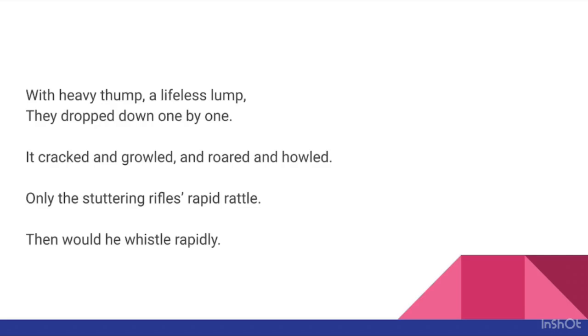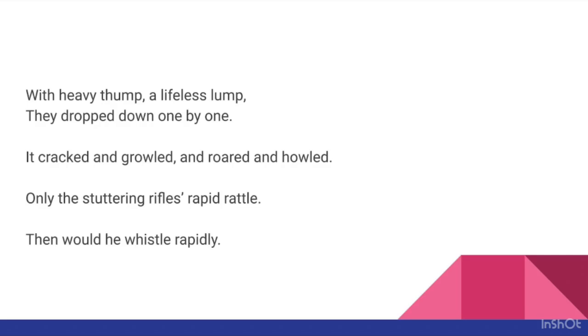Let us move on to the next example. It cracked and growled and roared and howled. All these words, cracked, growled, roared, howled, echo their senses. Only the stuttering rifle's rapid rattle. Here, stuttering and rattle are onomatopoeic words. Then would he whistle rapidly. Whistle is also an onomatopoeic word.